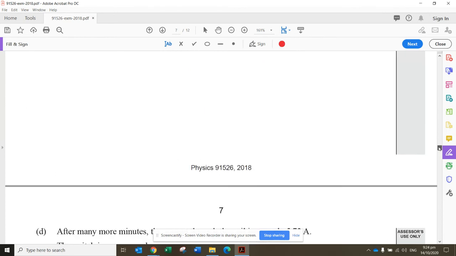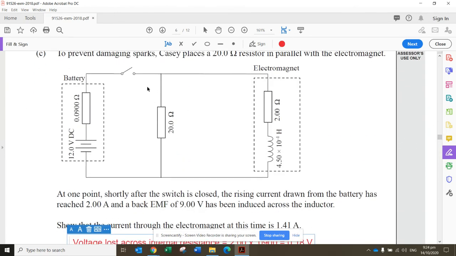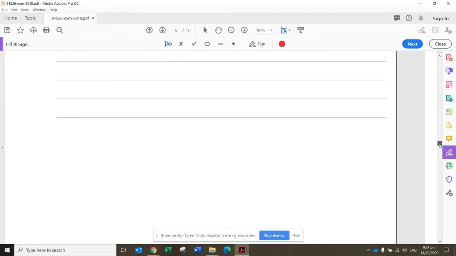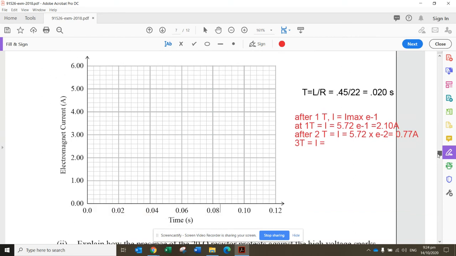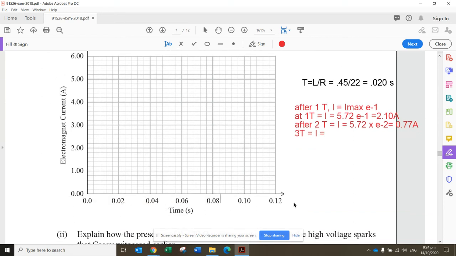So what actually happens is when the switch is opened, this inductor is going to discharge through this resistor. And so the time constant is L divided by R. So this is essentially now a series circuit. So the total resistance is 20 plus 2, 22. So you go L over R, and that's your time constant, 4.5 times 10 to the power of -1, which is 0.45, divided by 22. You get 0.020 seconds. So each of these is one time constant.